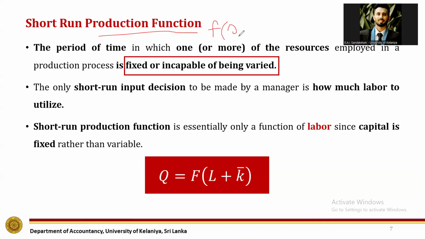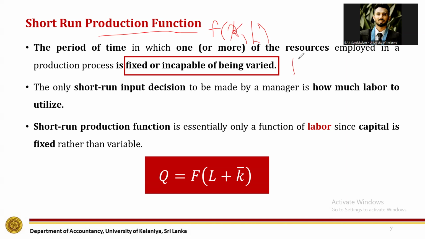Two parts, we call Q, sorry. There is K, capital, and the labor. So these two make up the production function. So the short run means what? The short run means the short term. This is a period of time. So at least one resource within the production process should be fixed. So simply, at least one input should be stable, should be constant, should be fixed within the production process. We call this a short run.